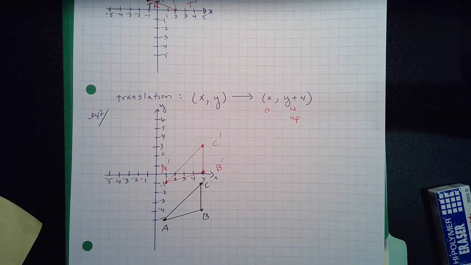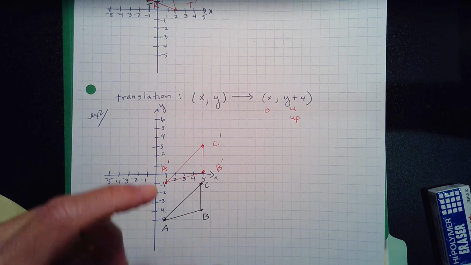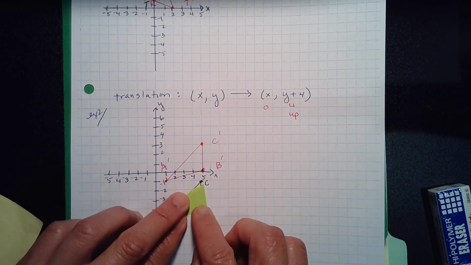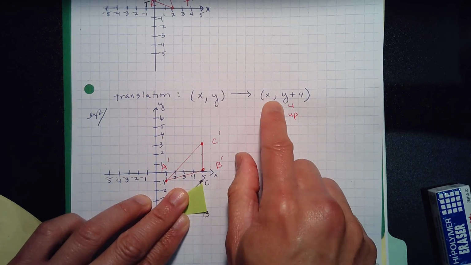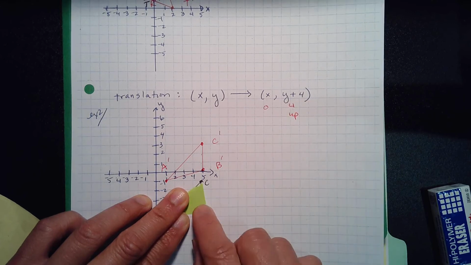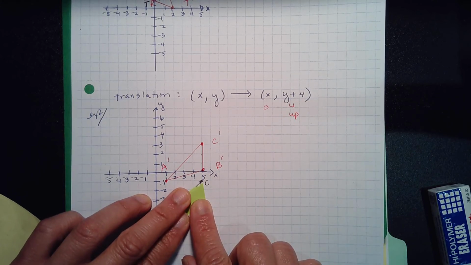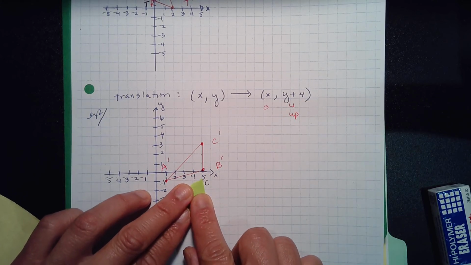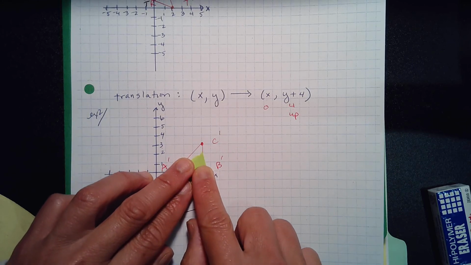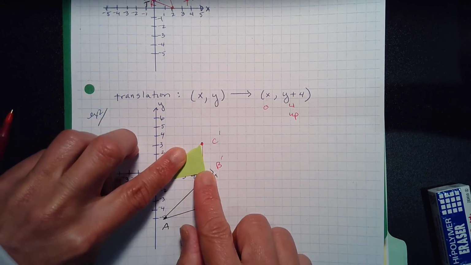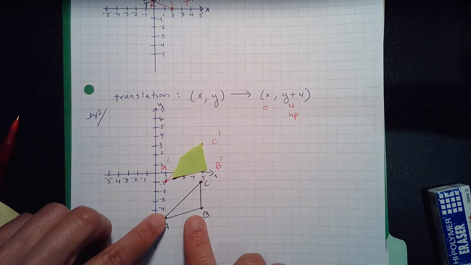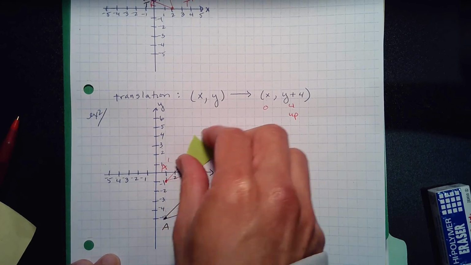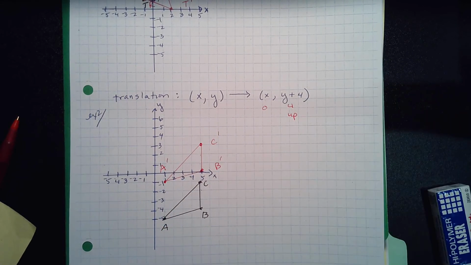Okay, finish. So again, what we did with this triangle. Take a look at this triangle. We're not moving it right or left because there's no change here. Here there's a change. So we move the triangle 4 units up. 1, 2, 3, 4. So that's what we did. We moved the triangle 4 units up. All right.